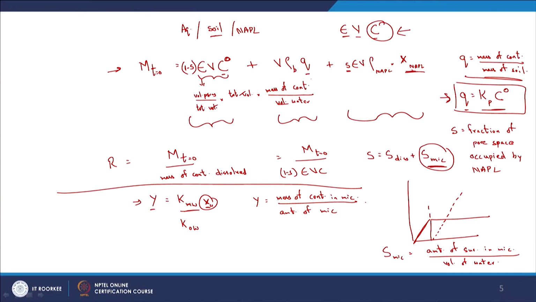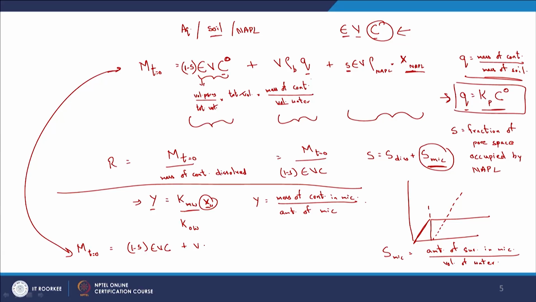So, let us come back to this case and write down the new M total. This M total is still the same, the total mass has not changed, but within this case, the term 1 minus S epsilon Vc is now going to be something else. Why is it something else? Because I added surfactant, and some of the concentration of the contaminant will be taken in by the surfactant. So, the C is not going to be C naught anymore, and V rho B into Q dash, and what is Q dash? That is nothing but equal to Kp into C, this C here.